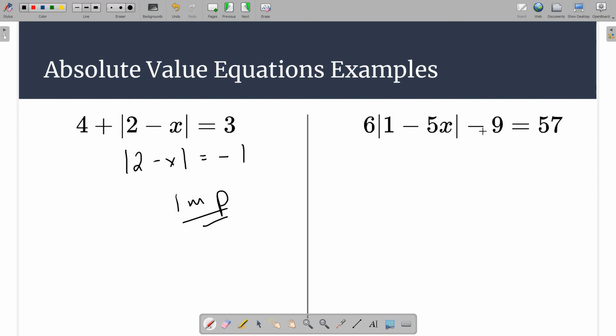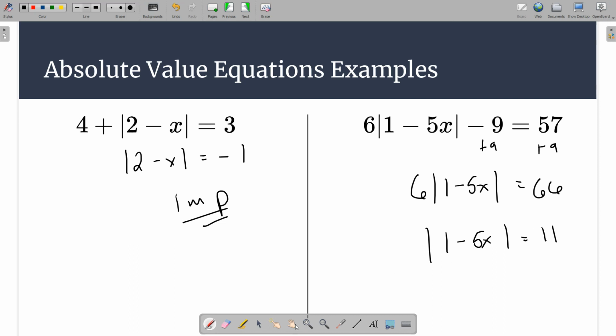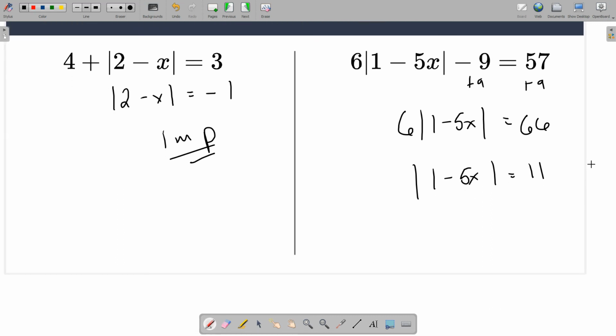For this right here, I'm going to add 9 to both sides. Then I'm going to get 6 times the absolute value of 1 minus 5x equals 66. 66 divided by 6 is just going to give me the absolute value of 1 minus 5x is equal to 11. And so I like that positive number there.